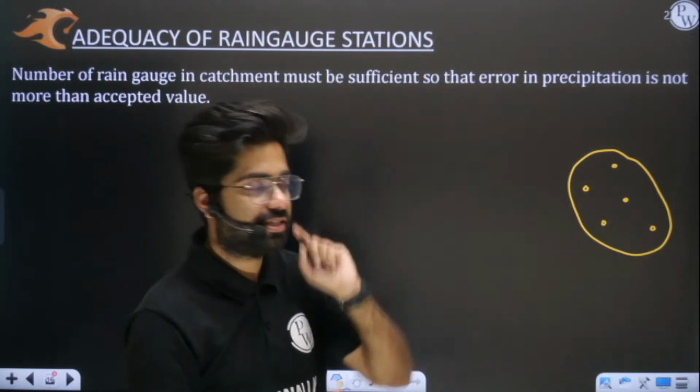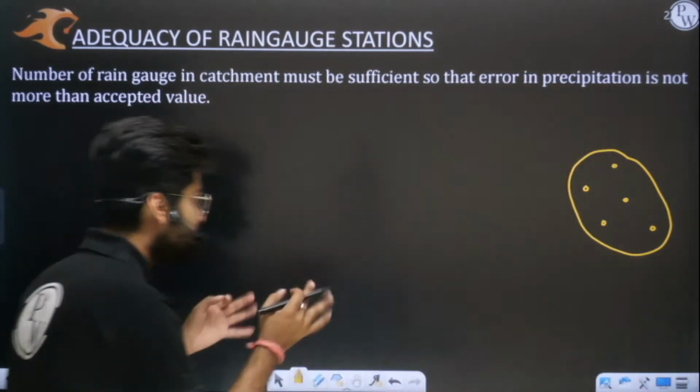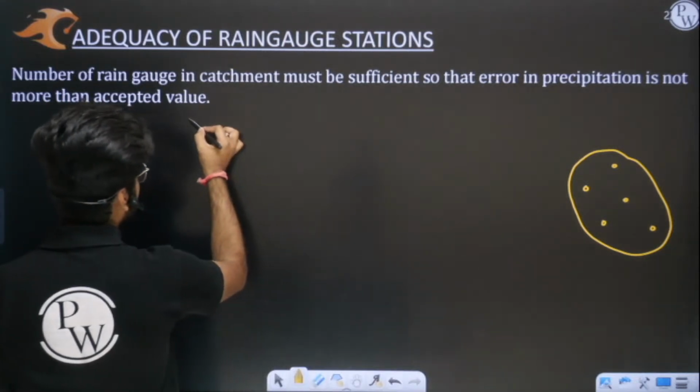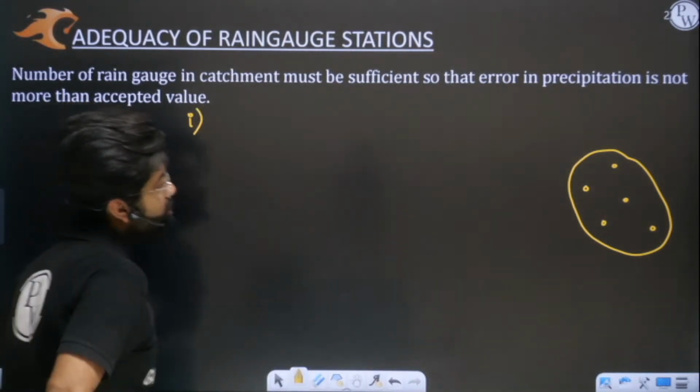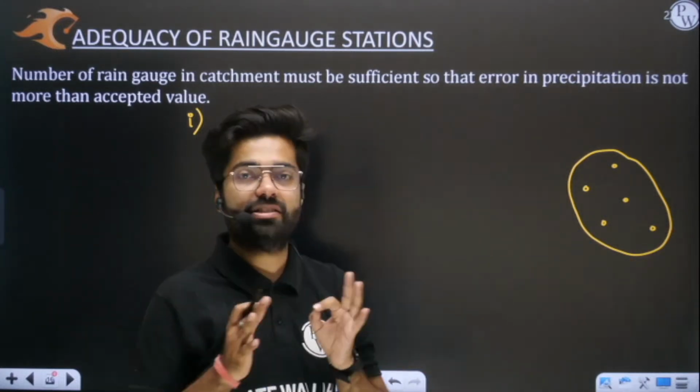Okay, so the very first step, listen very carefully. I will clear the entire concept here beautifully. The very first step is, you have a certain number of stations. In our example, we have 5 rain gauges here.